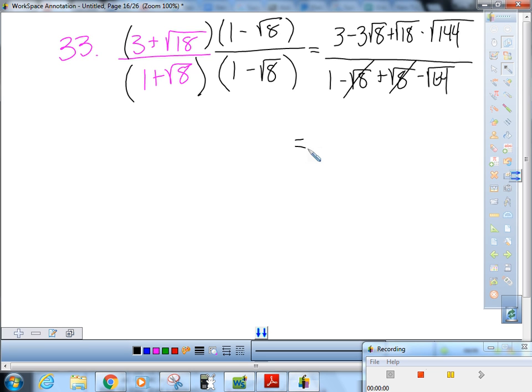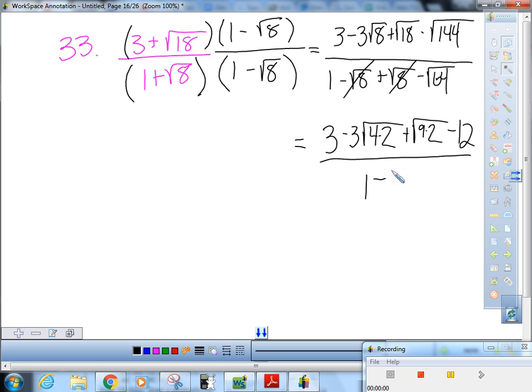Okay? So now, on the top, this is about ready to get hard. I'm just going to rewrite it out twice. 3 minus 3 times the square root of 4 times 2. I'm breaking that 8 up. Plus the square root of 9 times 2. Notice those 2's are the same. That's not a coincidence. And then minus 12, all over 1 minus 8.